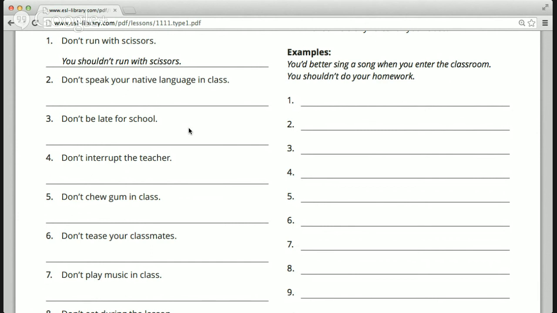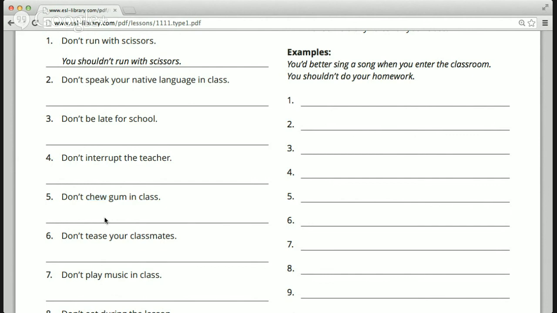Now this word here is pronounced chew. We end with that oo sound instead of chue. So it's just oo, chew. Okay, so that's chew. So you shouldn't chew gum in class. Good, nice job.